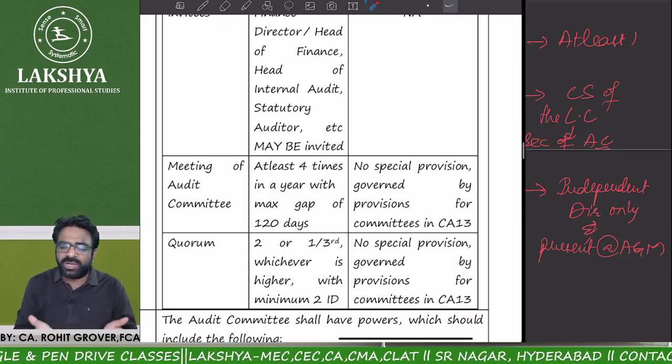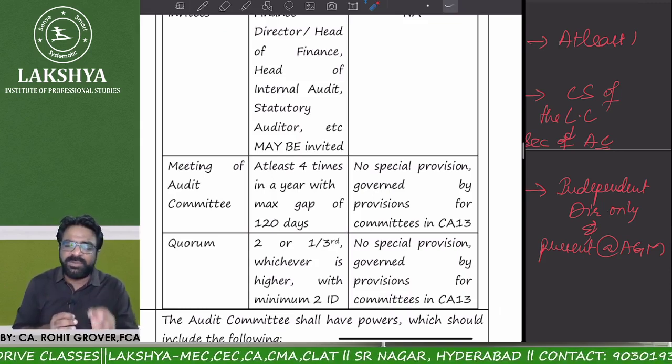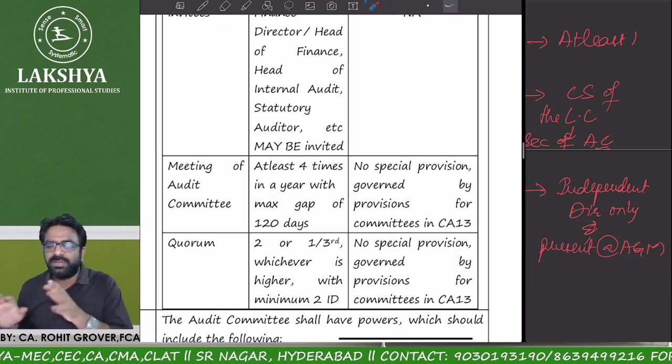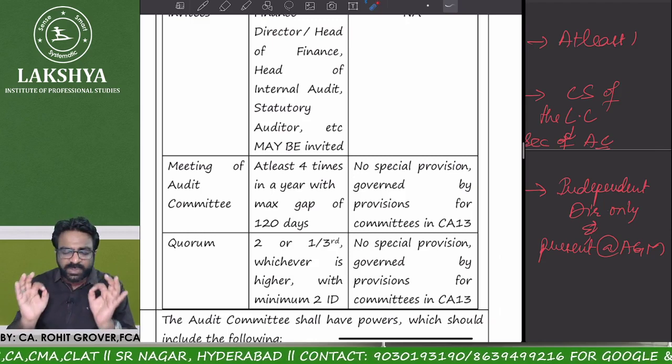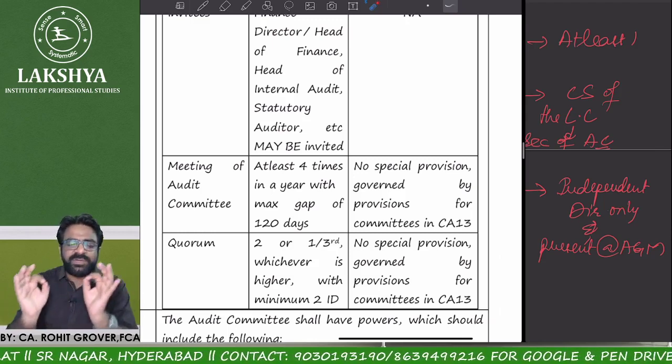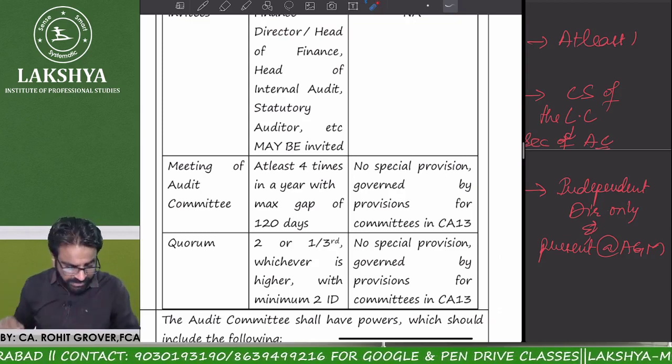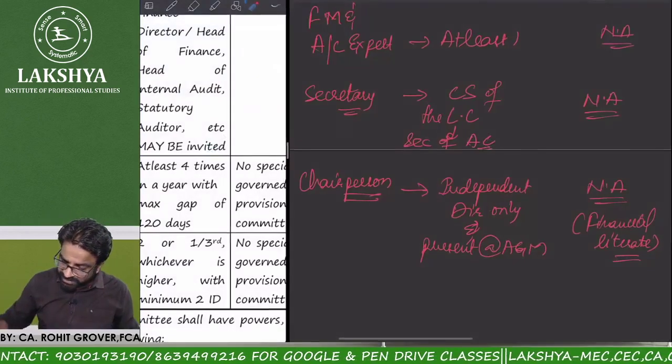2 or 1/3 of the strength of the audit committee, whichever is higher, with minimum 2 independent directors to be present. And what is the quorum in case of Companies Act? No special provision. So this is what brings an end to the differences between the audit committee of the LODR and the audit committee of the Companies Act. So let us write the major differences.